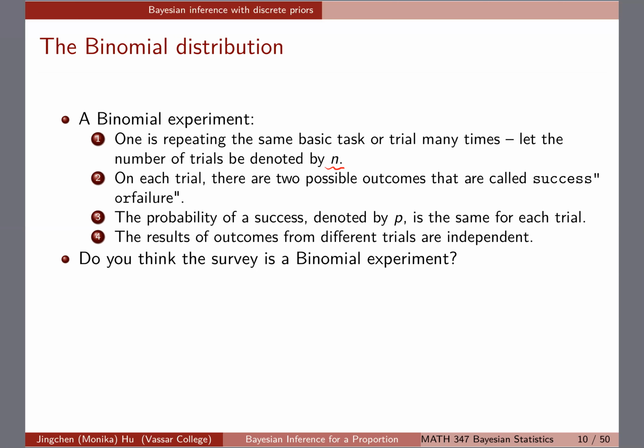Sorry about the extra quotes here. But regardless, it's going to be success or failure, or yes or no, but there are only 2 possible outcomes for each trial. And the third condition is that the probability of a success, denoted by P, has to be the same for each trial when you're doing a binomial experiment. And lastly, the results of each outcome will be independent.